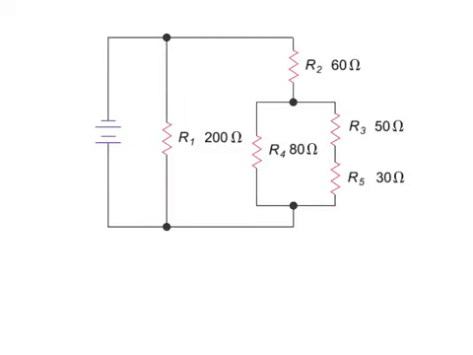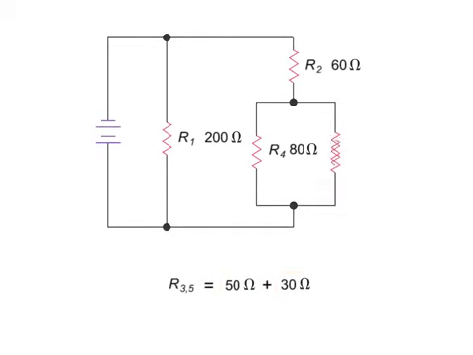Determining the resistance of a more complex series parallel circuit requires reducing the overall circuit and adding together all the combined resistance values. In this more complex series parallel circuit example, let's begin by combining the resistance of the two resistors farthest from the source, R3 and R5. Since these resistors are in series, we can simply add their values, 50 ohms plus 30 ohms, to get 80 ohms.